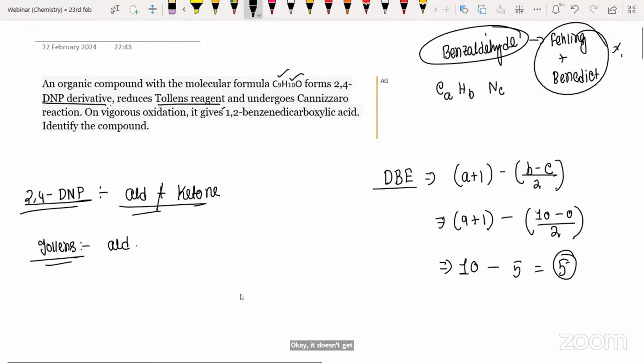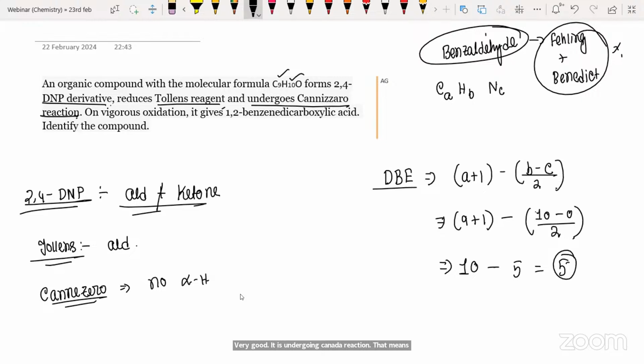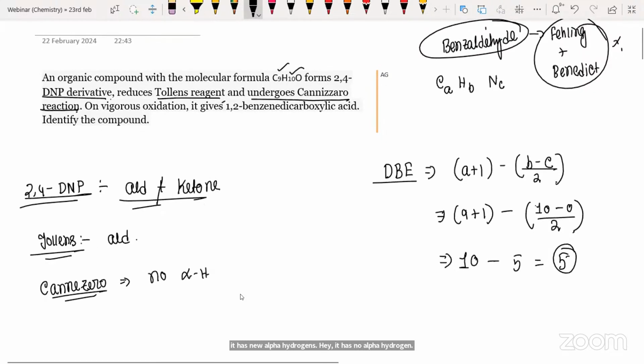Okay, now it also undergoes Cannizzaro reaction, guys. What do they mean by Cannizzaro reaction here? What is the hint they're trying to give you here? Very good. It is undergoing Cannizzaro reaction. That means it has no alpha hydrogens. So now you have to draw a molecule, an aldehyde specifically, which has no alpha hydrogens in it. So come on. And this is going to be your molecular formula. So give it a go, guys.